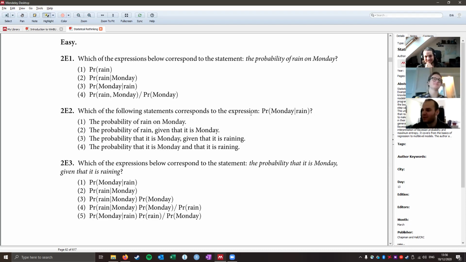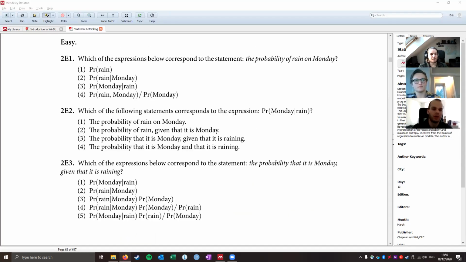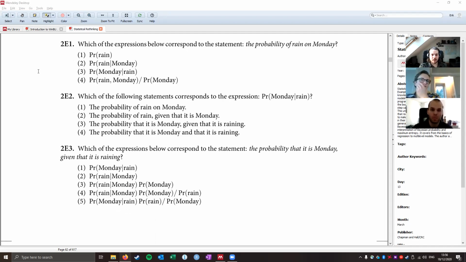The third option, the probability that it is Monday given that it is raining, would be PR Monday given rain. And the fourth option, the probability that it is Monday and that it is raining, would be PR Monday and, so comma, rain as an expression. So option number 3 would be my solution for that. I came to the same one here.